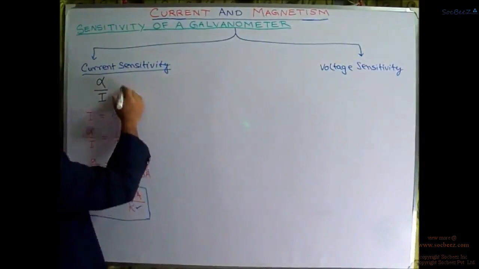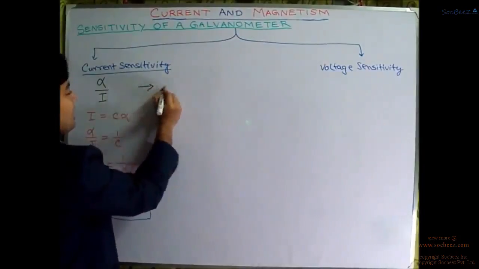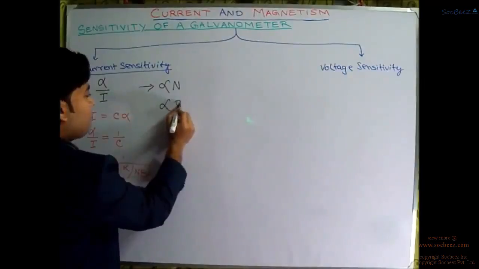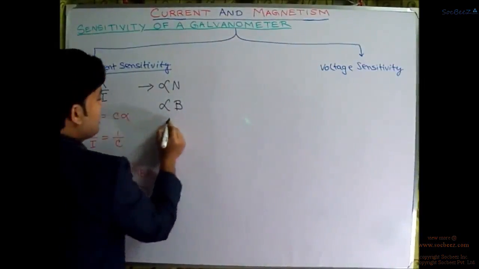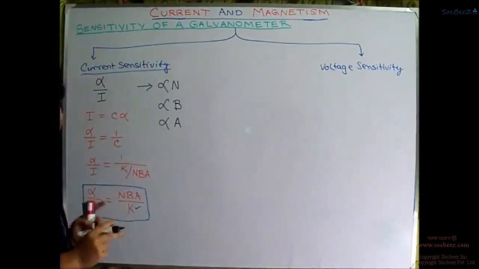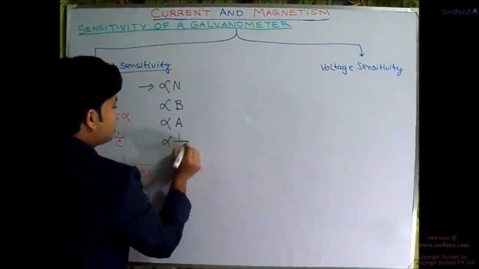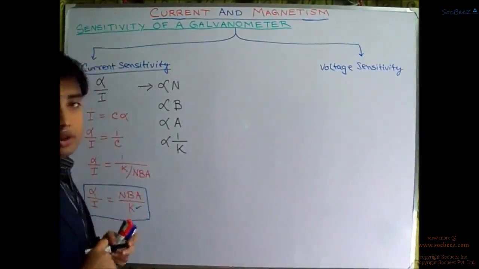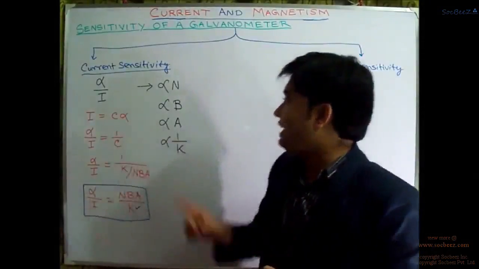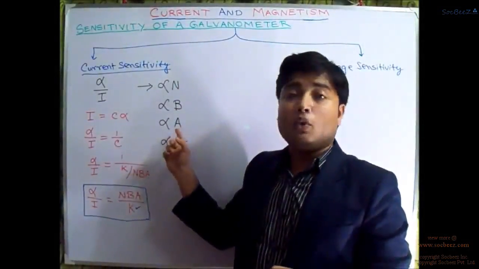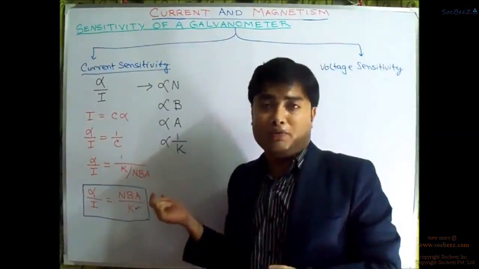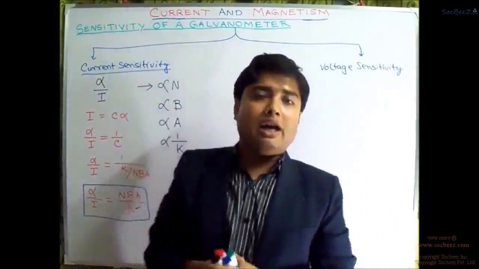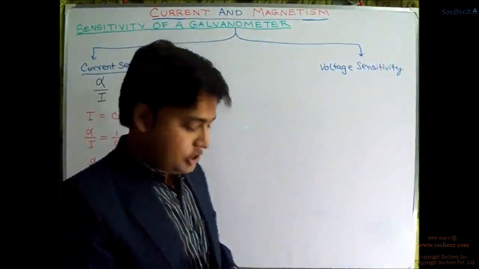So we can say that the current sensitivity of a galvanometer is directly proportional to the number of turns, directly proportional to B, directly proportional to the area, and inversely proportional to the torsional constant. So if we increase NBA and reduce the torsional constant, obviously the current sensitivity of a galvanometer shall increase. Now let us come to the voltage sensitivity.